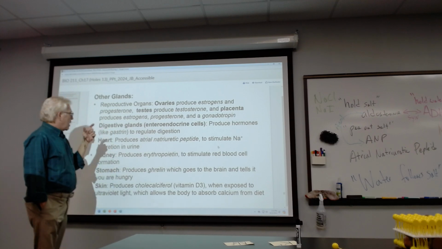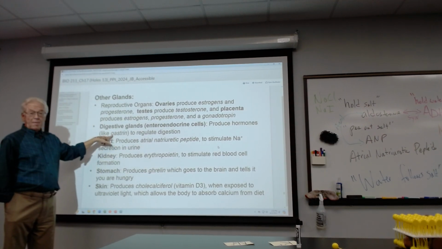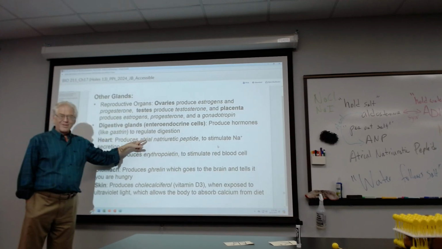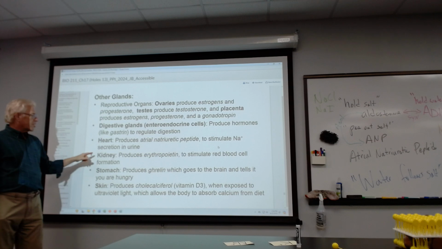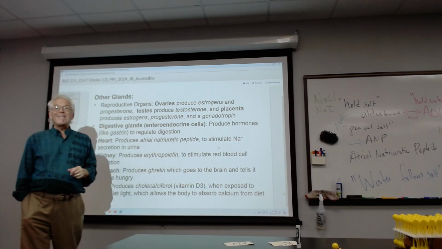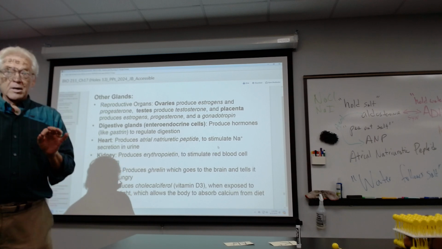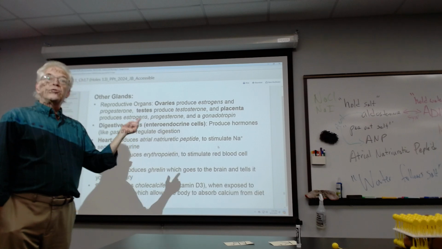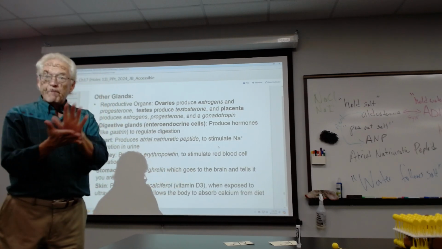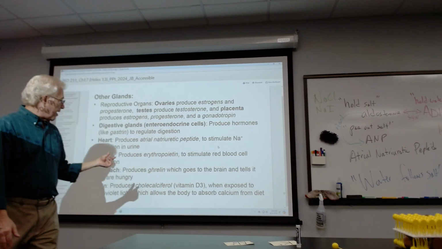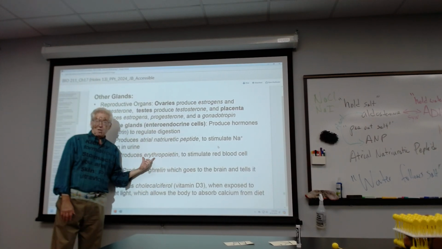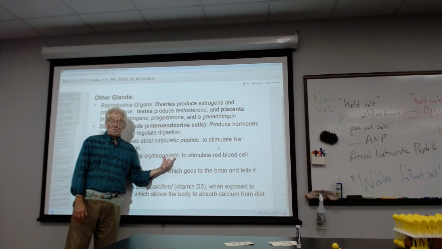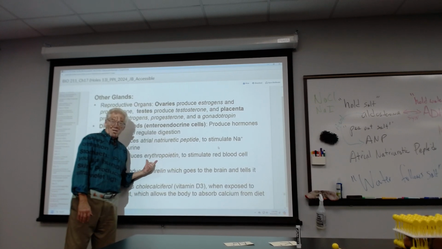Okay? Your stomach makes gastrin, another hormone. Okay? Your heart makes atrial natriuretic peptide. Your kidneys produce erythropoietin, which we're going to spend a lot of time on next week, because that's the blood chapter. Erythropoietin made by your kidney goes to your bone marrow and says, build me some red blood cells. That's why it's erythro for erythrocytes. Poietin is just another version like Genesis, to build. Build red blood cells.